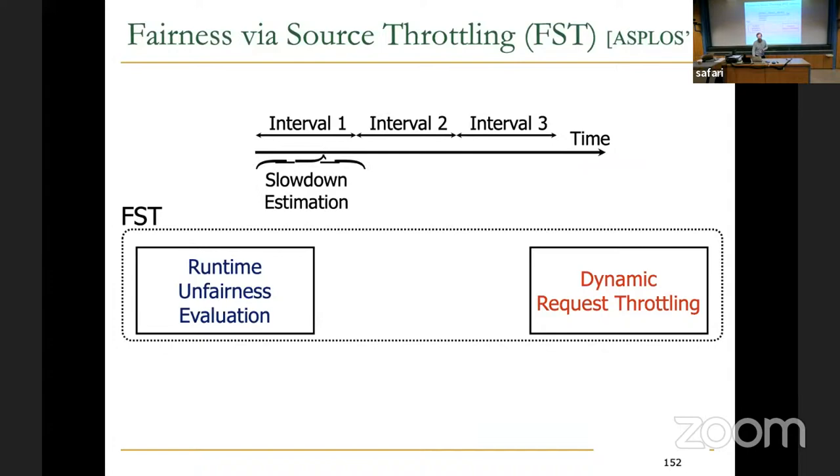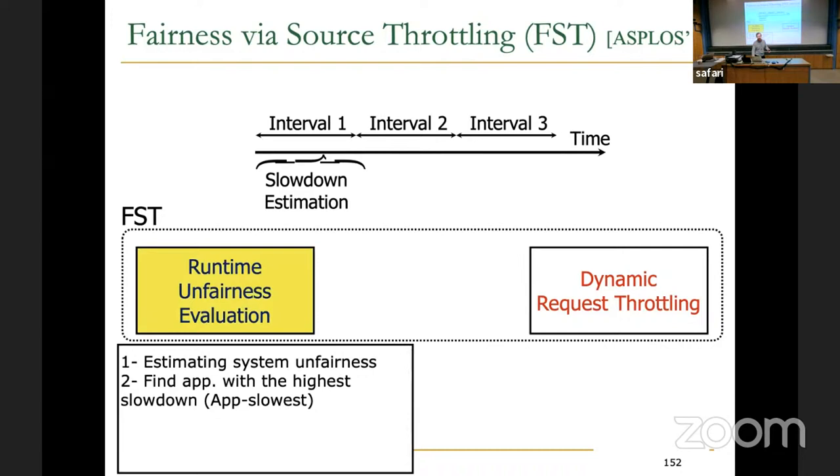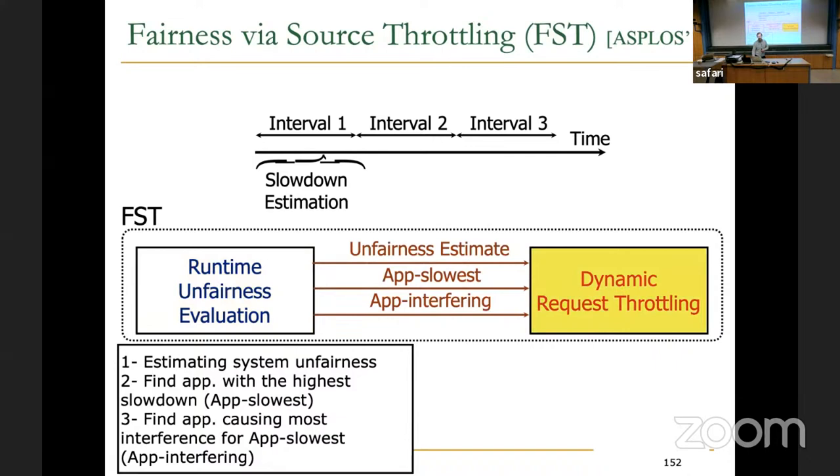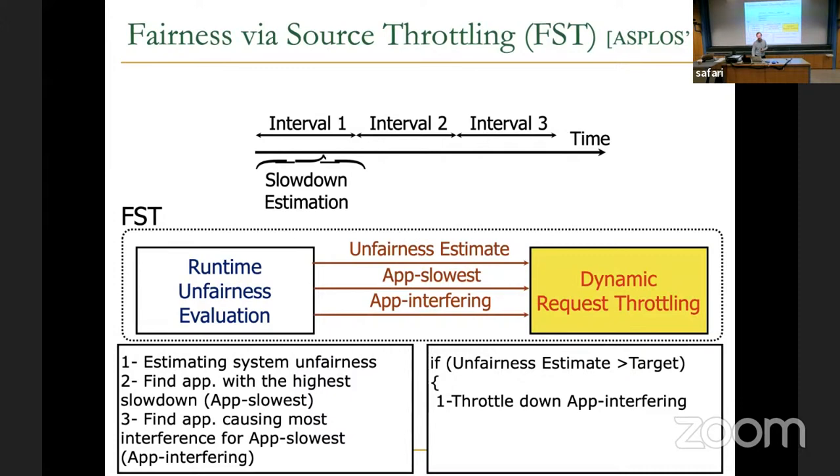So this is basically how it operates. You have slowdown estimation of applications in one interval. You estimate system unfairness. You find the application with the highest slowdown, and you find the application causing the most interference for it. Then you feed this information to a dynamic request throttling engine. If the unfairness estimate is greater than some target, you throttle down the application that is causing the most interference, limit its injection rate and parallelism, and you throttle up the applications with the lowest slowdown if you can. So this is one implementation, of course, right? This general substrate can be configured to have different unfairness definitions and different ways of doing the throttling. It may not just focus on one application, but this is a proof of concept of what's implemented.